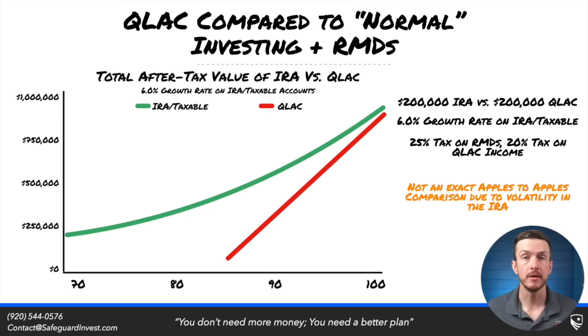Let's do another comparison, where we look not at purchasing an income annuity at all. Instead, we just suffer through the RMDs.